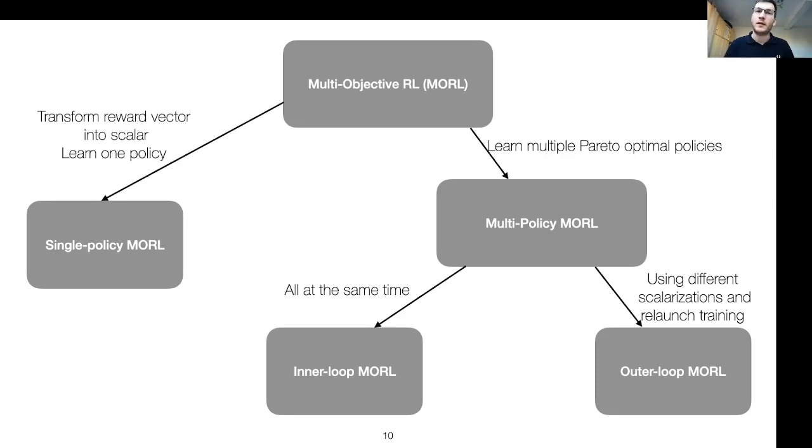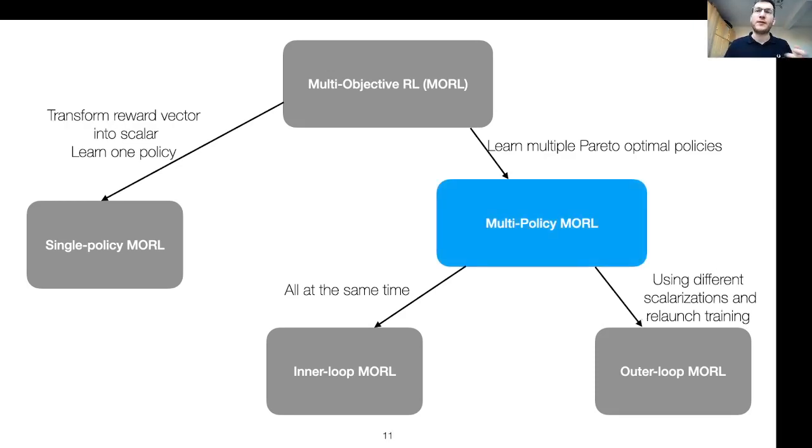We can do it in two ways. The first one is inner loop MORL, which proposes to learn all at the same time. So we really deal with vectors and sets inside the learning algorithm. The second one is outer loop, where we just apply different scalarizations. So we transform the vectors into scalars, but in different ways, and we launch the training. So we train multiple times. We will be interested in multi-policy, multi-objective reinforcement learning in this paper.